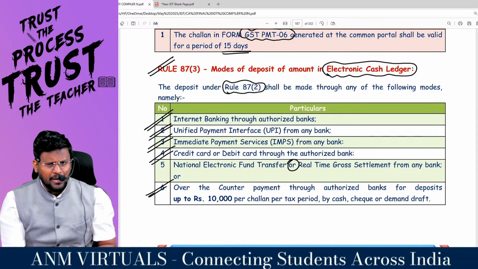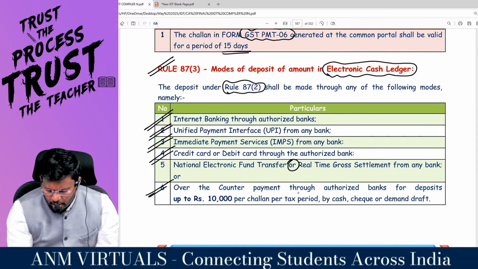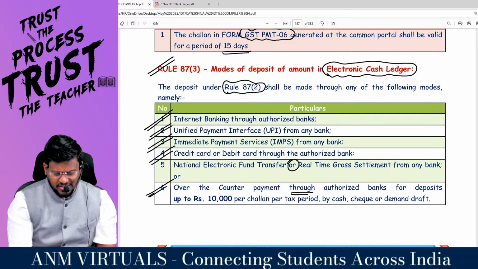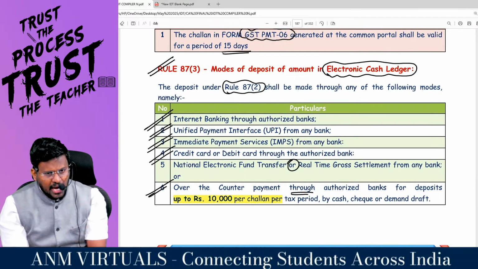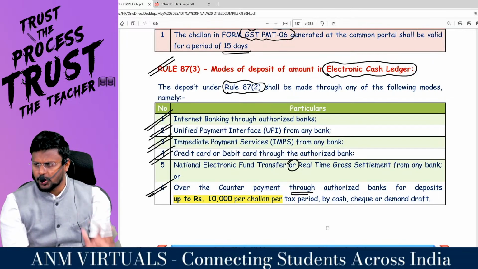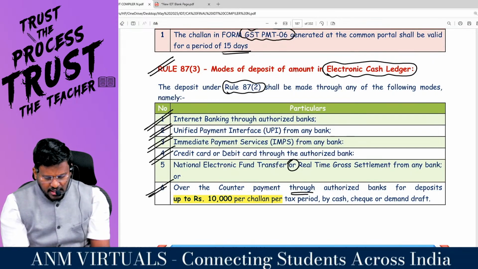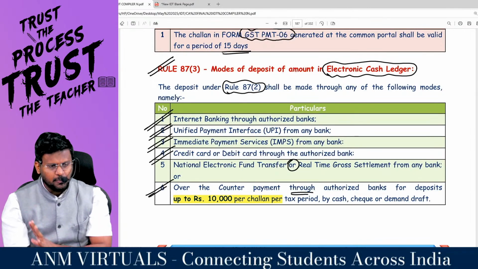You can go and make cash payment, over the counter payment, through what bank? Authorized bank. For deposit up to how many rupees? 10,000 per challan per tax period. This may be an MCQ for examination. 10,000 per challan per tax period.